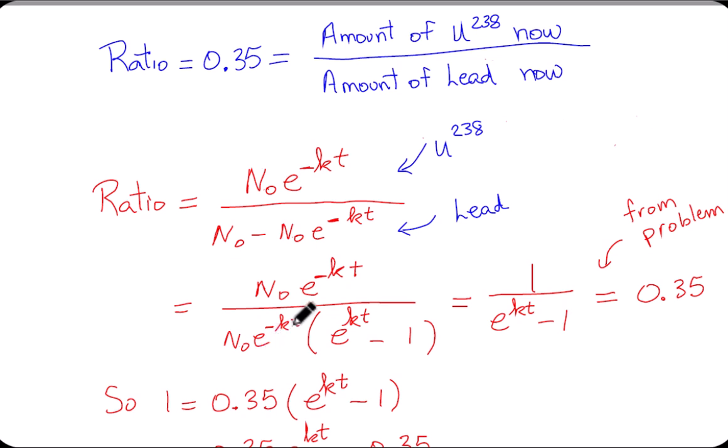Why did I do that? Because I'd like to get this thing to cancel. So, all right, looking at that, I've got 1 over e to the kt minus 1, and that equals the ratio we were given. What is it I'm trying to find? Well, I know k from before. I'm trying to find the time.